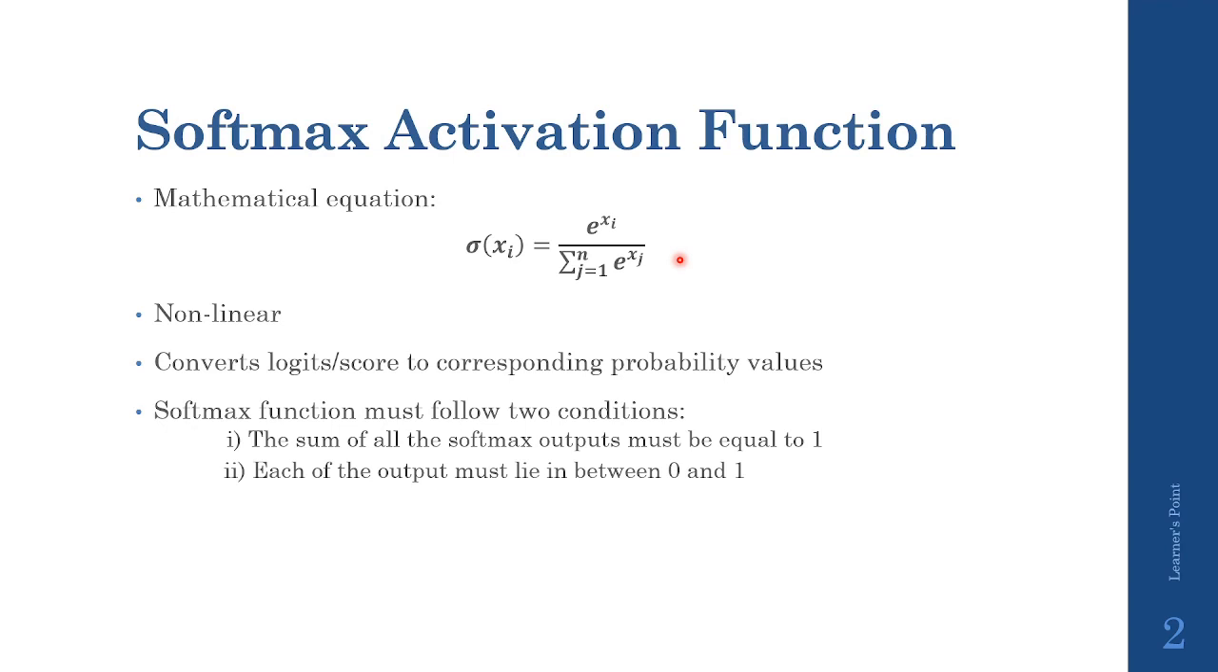Since the softmax activation function produces probability values, it must follow two conditions. Number one, the sum of all the outputs of softmax, that means the sum of all the probabilities, must be equal to 1. And the second condition is that each of the output values, that is, each of the probabilities, must lie within 0 and 1.